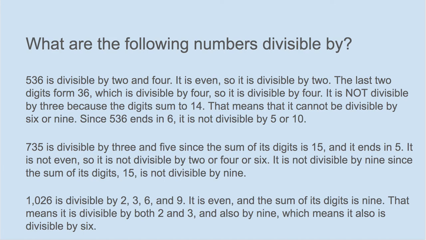735 is divisible by 3 and 5, since the sum of its digits is 15 and it ends in a 5. It's not even, so it's not divisible by 2 or 4 or 6. It's not divisible by 9, since the sum of its digits, 15, is not divisible by 9.